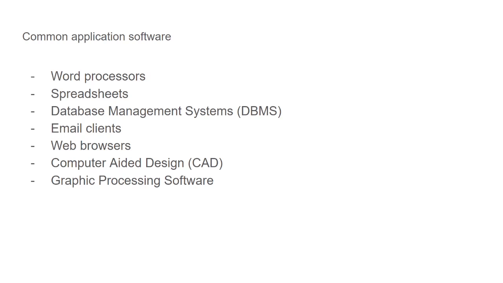Now, common application software is word processor, not Word, word processor. Also, there are spreadsheets, not Excel, but spreadsheets. There is also database management system, email client, not Gmail, email client, web browser. We can say that Chrome is a web browser, computer aided design, and graphical processing software.